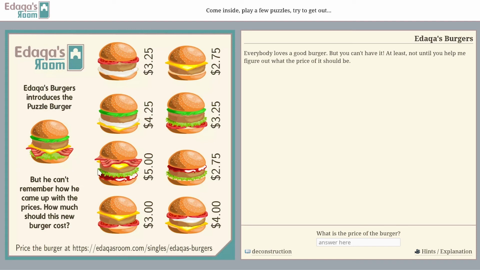You have all the prices and ingredients. You can work out the final price of the burger. Still a bit stuck here. So the patty costs $2. The basil costs 50 cents. The cheese costs 75 cents. And the bacon costs $1.50. And the lettuce costs 50 cents. That all adds up to a price of $5.25, which you can add in the answer here.